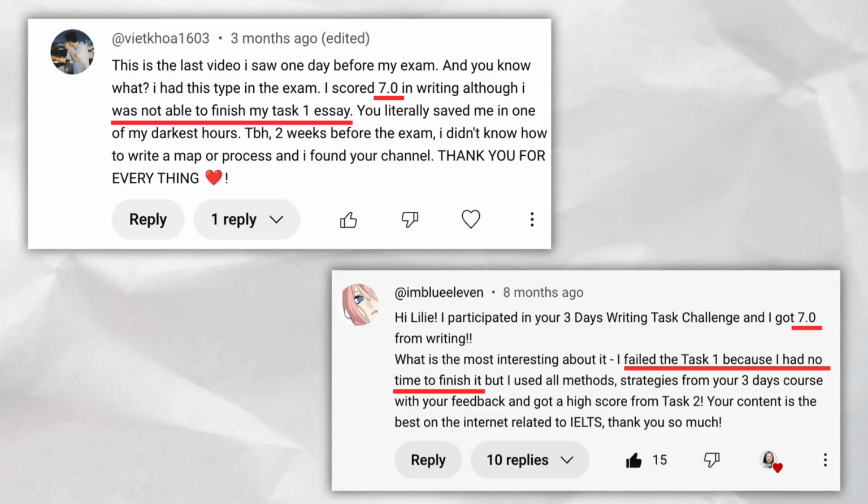Today we are going to talk about exam strategies for writing Task 1. You probably already know Task 1 is less important than Task 2, but you might be surprised at just how much less important it is. A few viewers commented that they didn't finish Task 1 but still got a 7 in writing. At first, I didn't pay much attention to these comments. I thought, okay, their Task 2 essays must be really good.